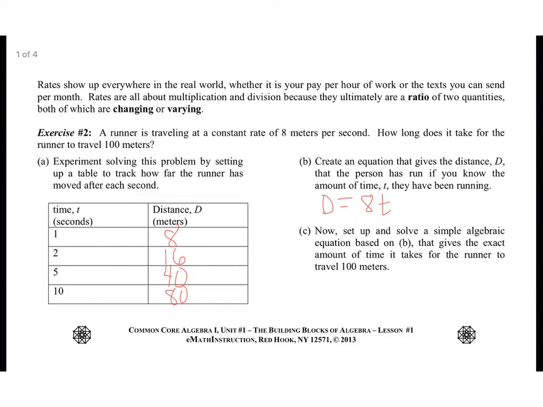Now set up and solve a simple algebraic equation based on that gives the exact amount of time it takes for the runner to travel 100 meters. So we know the distance. The distance is 100. So 100 equals 8 meters per second times t. So to solve for this, we're going to divide by 8 on each side. And if I divide 100 by 8, I'm going to get a decimal. Which ends up being 12.5 equals t, and if we were to include our units, it is 12.5 seconds.